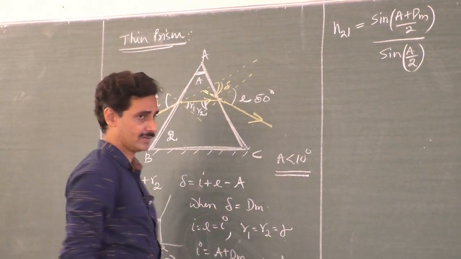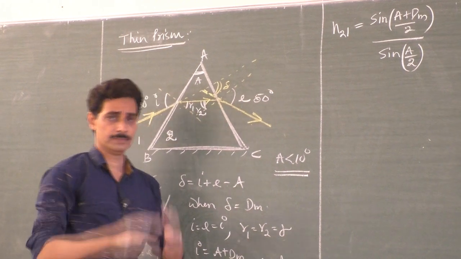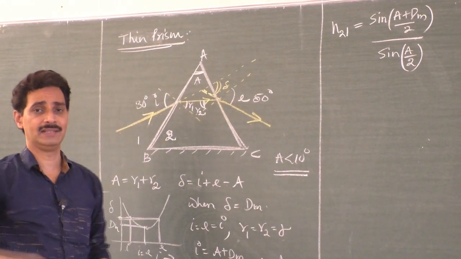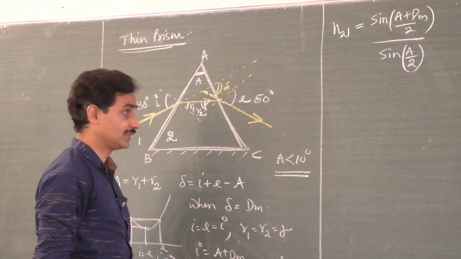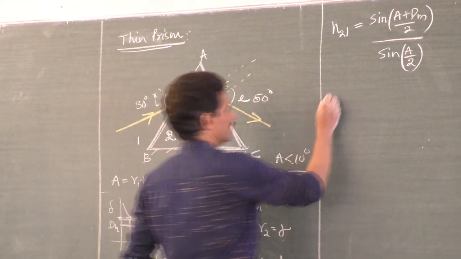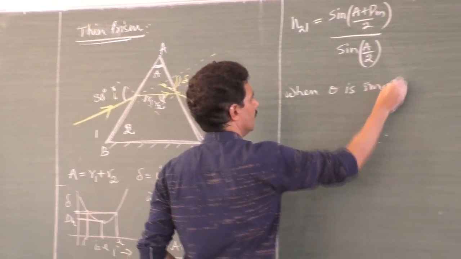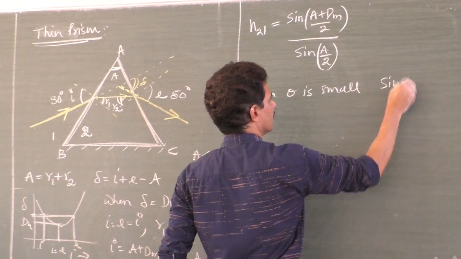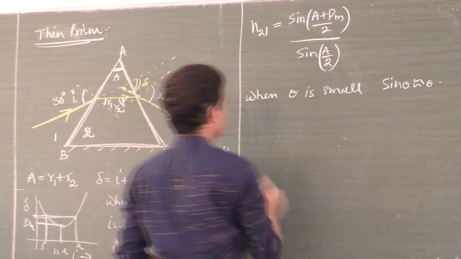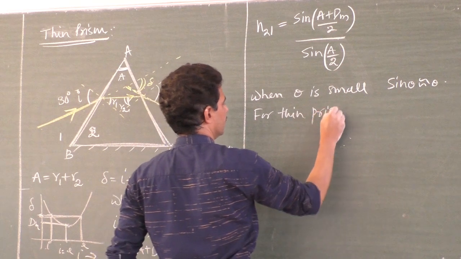So you may be asked to write the definition. What is a thin prism? A thin prism is one whose refracting angle is less than 10 degrees. Now for such a thin prism, you can go for one thing. When theta is small, you know it, right? When theta is small, sin theta is almost equal to theta. So for a thin prism, what can you write?